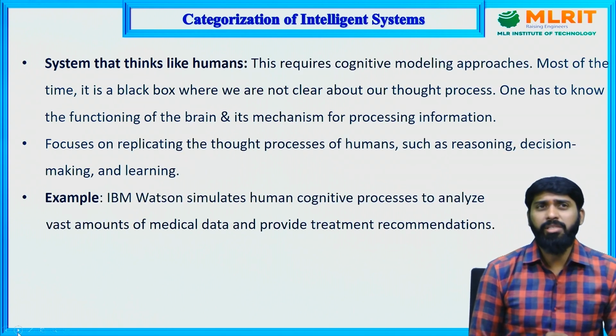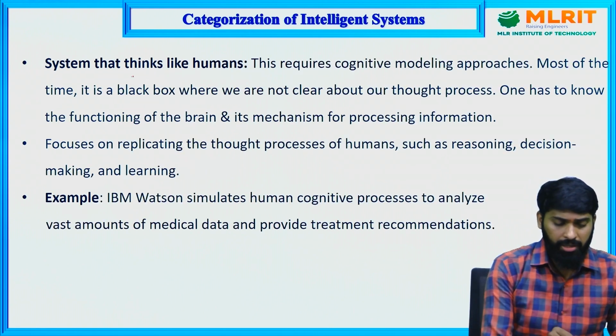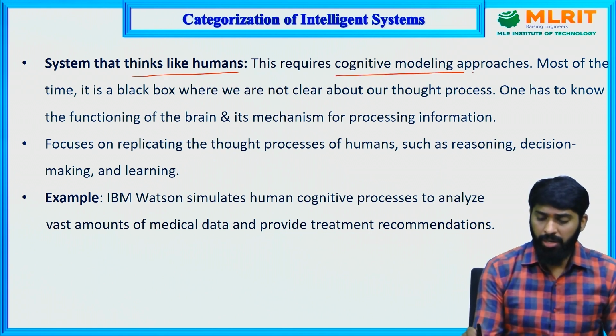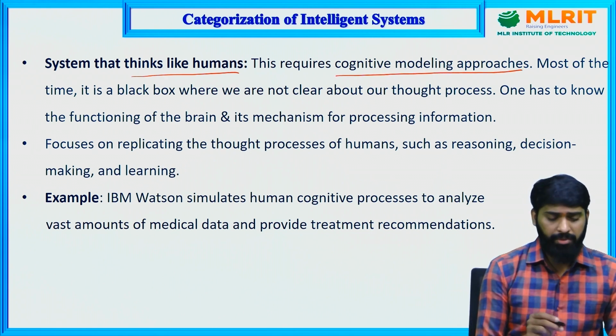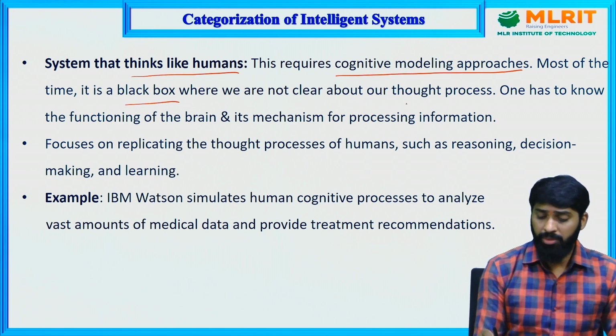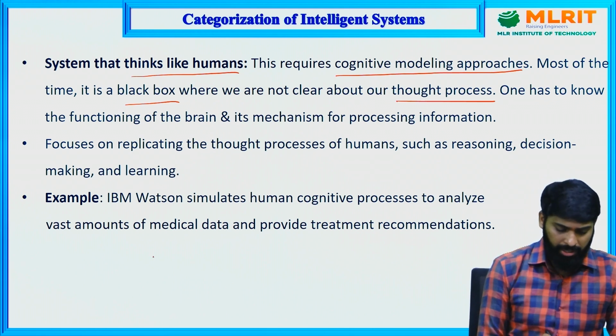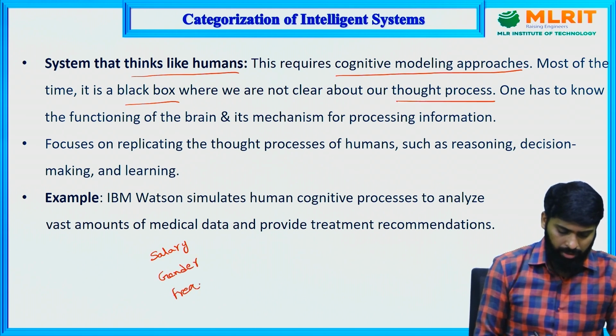The first one is a system that thinks like a human. This requires cognitive modeling approaches. Most of the time it's a black box where we are not clear about our thought process. For example, if we give the input as salary and gender and frequency of buying online.